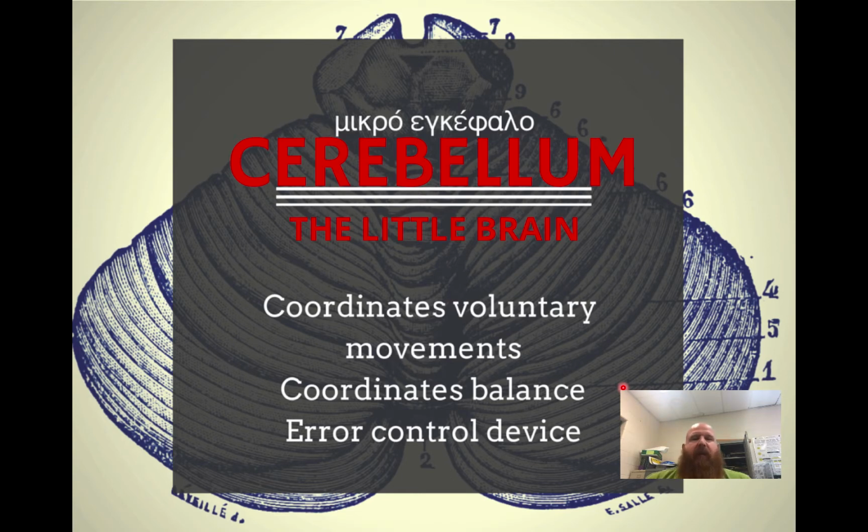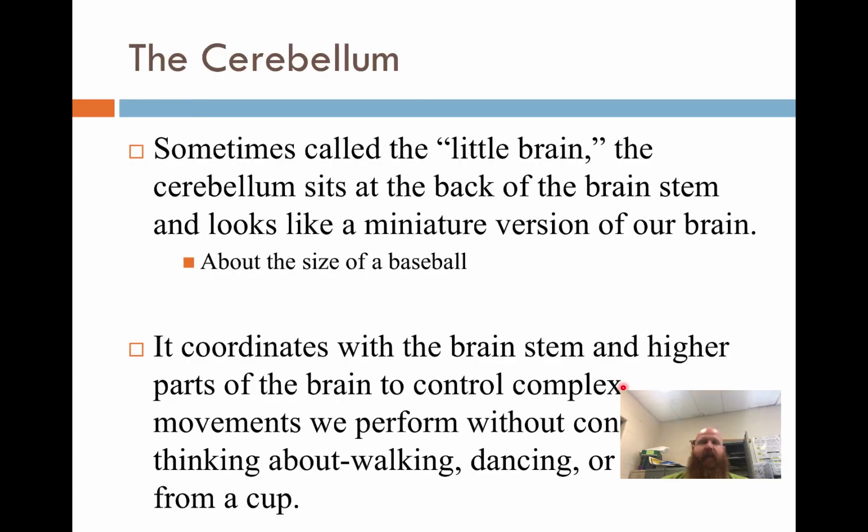We've already talked some about the cerebellum, also known as the little brain. This coordinates voluntary movements and balance, and is also an error control device. What does that mean? The cerebellum sits at the back of the brain stem and looks like a mini version of the brain. It's about the size of a baseball, a little bit smaller than your fist. Actually, your brain itself is probably about the size of a couple of large fists.